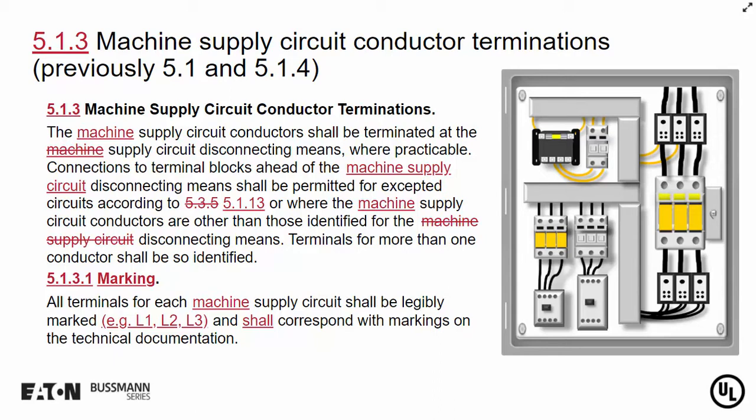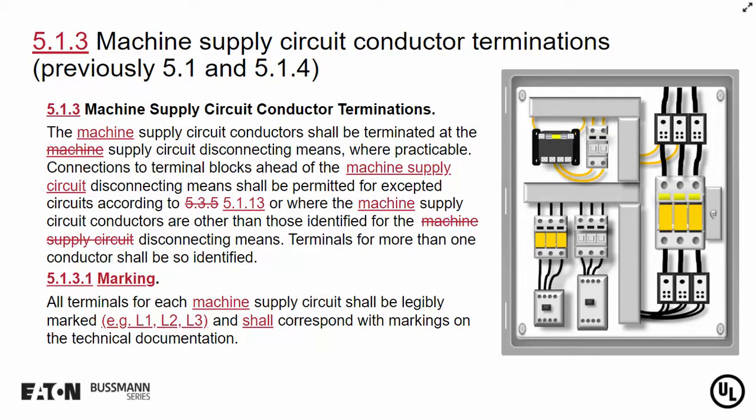In the first draft stage, the term machine was added in 4 locations and machine supply circuit in 1 location, again, for consistency with the use of terms. Section 5.1 was revised to 5.1.3, and Section 5.1.4 was revised to 5.1.3.1 and titled Marking. And the term shall was added for clarity and consistency respectively. An example of acceptable marking was provided for additional clarity.